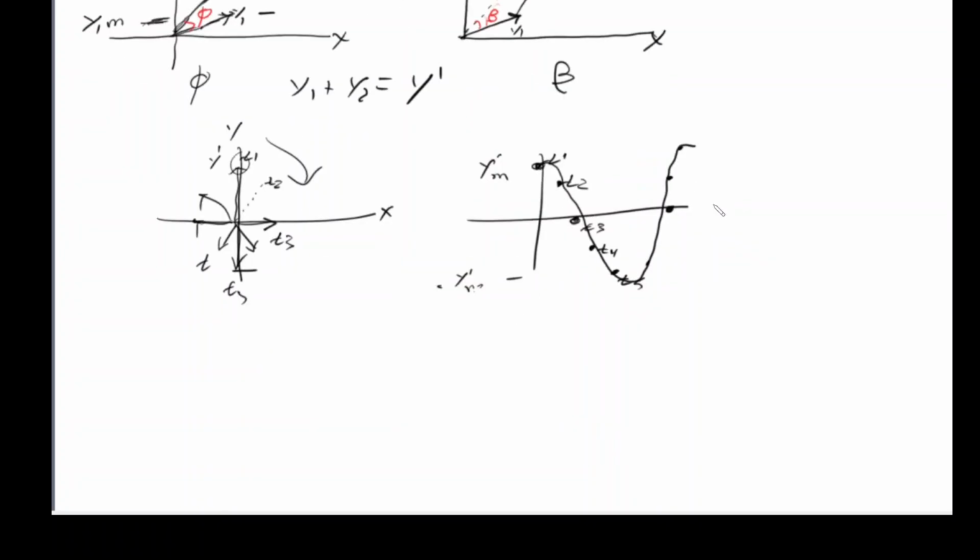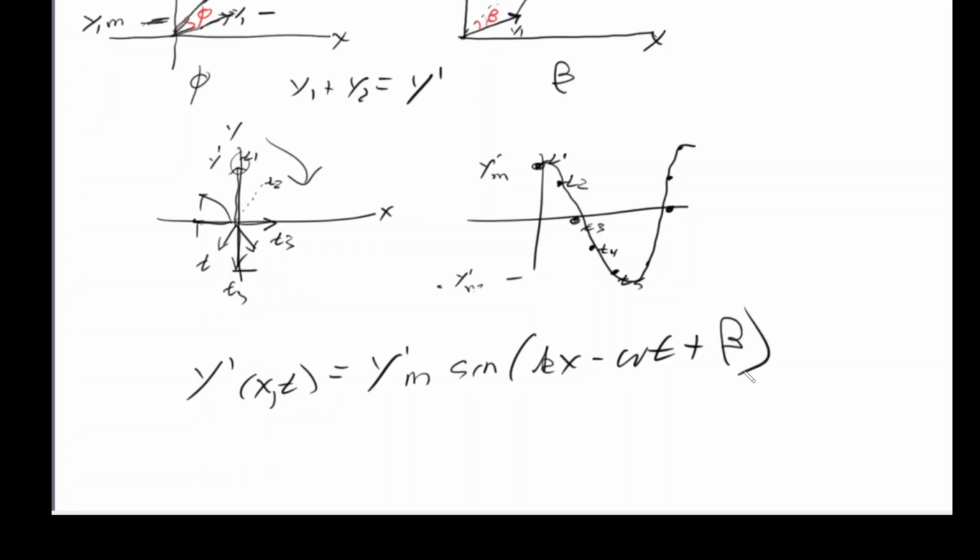And in this case, the wave equation becomes y prime of x and t is equal to y prime max times the sine of kx minus omega t plus beta. Okay, so this is the amplitude of the resulting wave, and that's the phase constant between y prime and y1. So this is how we use phasors to add waves of different amplitudes.